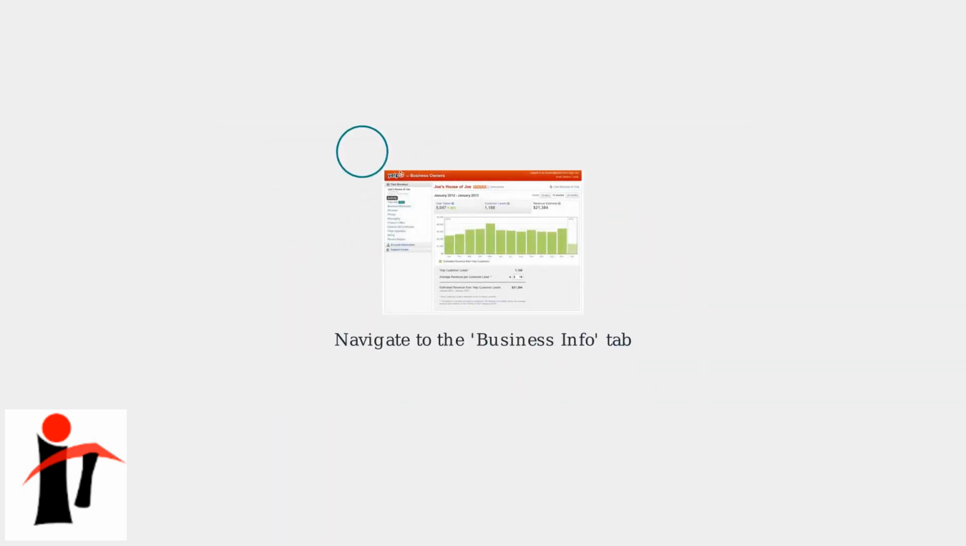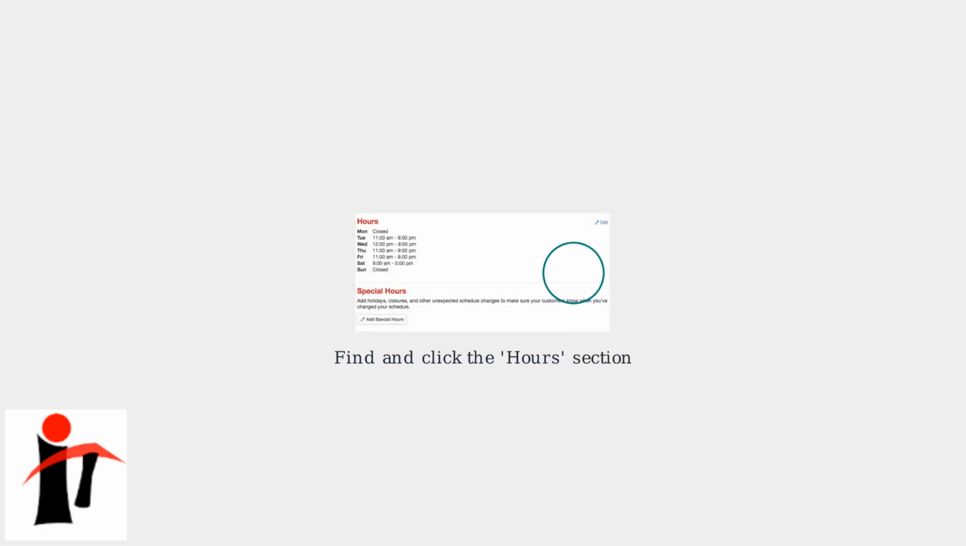Once logged in, navigate to the Business Info tab in your business dashboard. Then find and click the Hours section to open the Business Hours Editor. This will open the Business Hours Editor, where you can manage your regular and temporary hours.